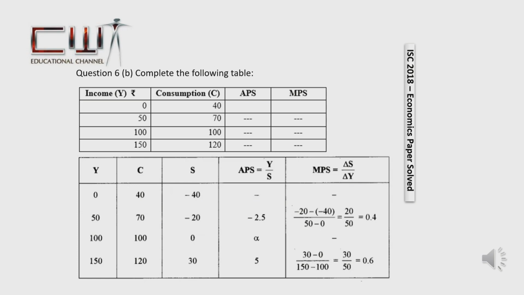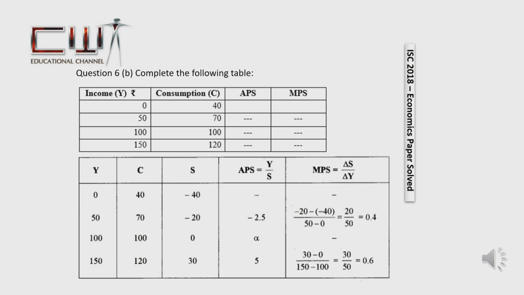Now we have to complete the table where income is given as Y and consumption is given. We have to calculate APS, the average propensity to save, and the MPS, which is the marginal propensity to save. Now we know that APS is equal to S upon Y. So calculating this at zero level of income, we don't have any APS. When the income level is 50, we take saving, which is minus 20, divided by 50. So we get APS of minus 0.4. At 100 level it becomes zero, and at 150 level of income it is 0.2.